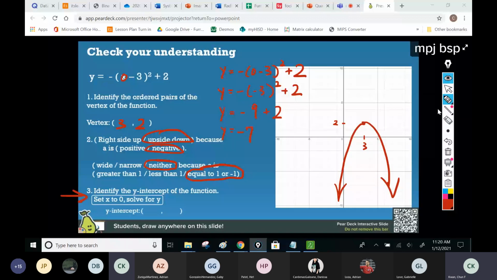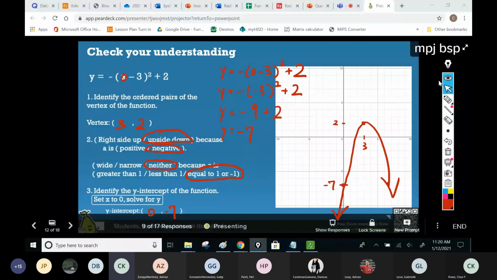So that means the graph is going to cross the y-axis at -7 right here. When x is 0, y is -7. And your graph looks something like this.